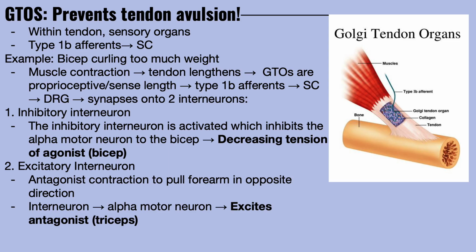In the spinal cord, there are synapses onto two interneurons, one being an inhibitory interneuron that is activated and inhibits the alpha motor neuron to the bicep, which decreases tension of the agonist, allowing that bicep to immediately relax. There's also a synapse onto an excitatory interneuron of the antagonist. So in this case, with the bicep curling too much weight, the triceps would actually be excited to pull the forearm in the opposite direction, just preventing any tendon avulsion, right? So those are two things that the GTOs are responsible for.